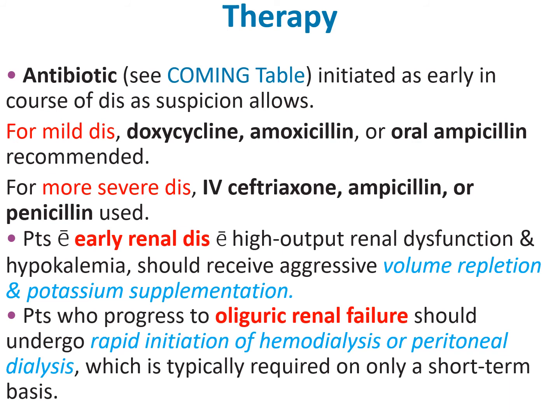Patients with early renal disease with high output renal dysfunction and hypokalemia should receive aggressive volume repletion and potassium supplementation. Patients who progress to oliguria and renal failure should undergo rapid initiation of hemodialysis or peritoneal dialysis, which is typically required on only a short-term basis.